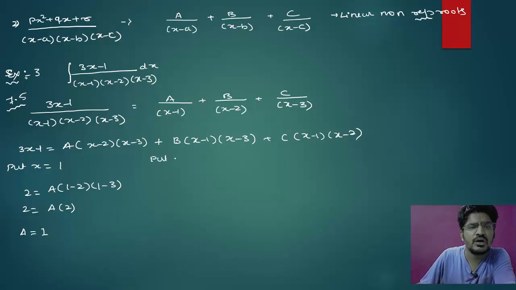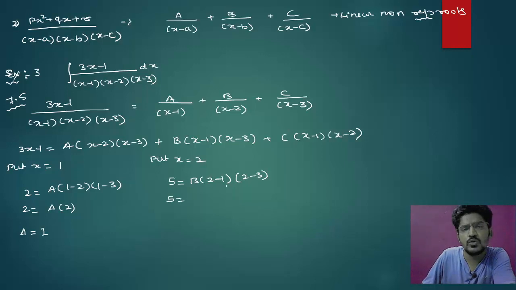Next, you can put x equal to 2. So that A will be 0, C will be 0. Therefore, 3 into 2 is 6, 6 minus 1 is 5. Clear? So A is 0, C is 0. Now, B into (2 − 1)(2 − 3). So here you can see 5 equals B times, 2 minus 1 is 1, 2 minus 3 is minus 1. Therefore, B into minus 1, that will be B equal to minus 5.